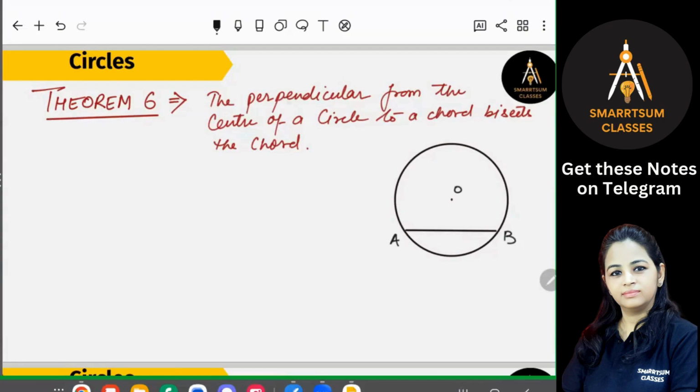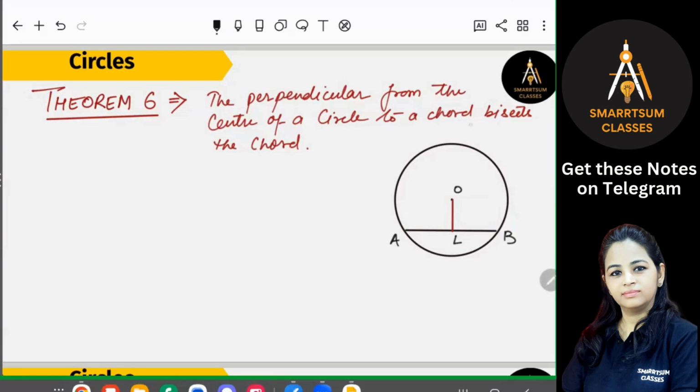Now, if we draw a perpendicular from the center of a circle to a chord, right? That means from the center, if we draw a perpendicular over this chord AB, right? Let's draw this. We'll draw a perpendicular. So this is the perpendicular we have drawn from the center on the chord, right? And suppose it touches the chord at a point L, right?